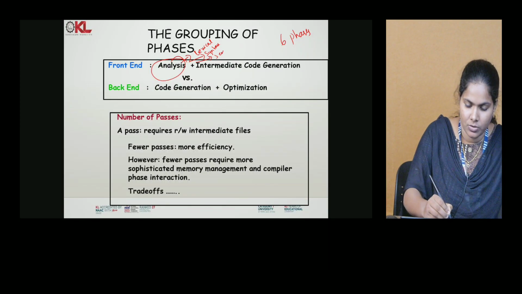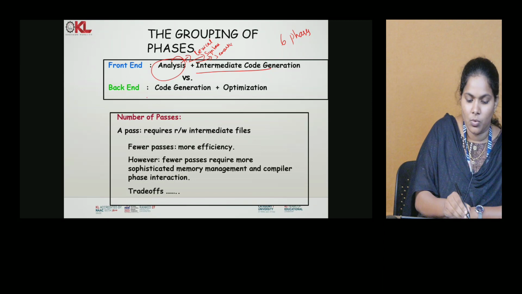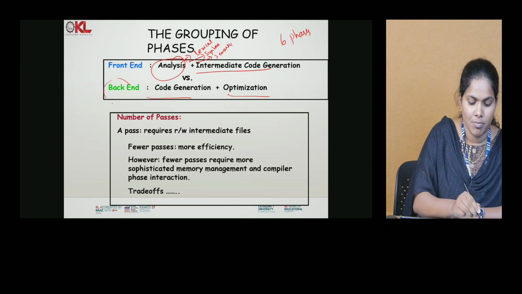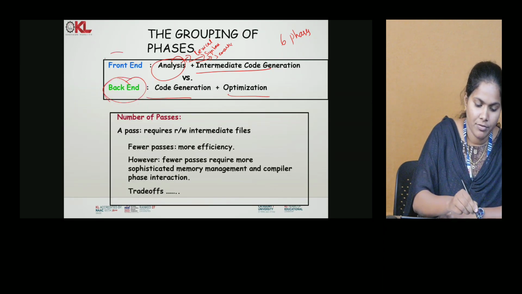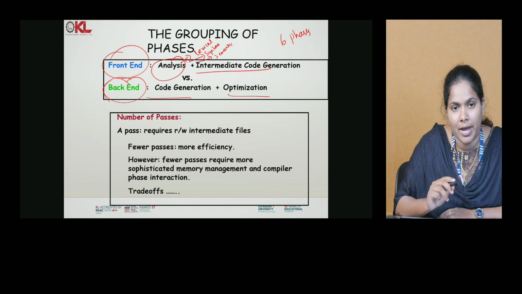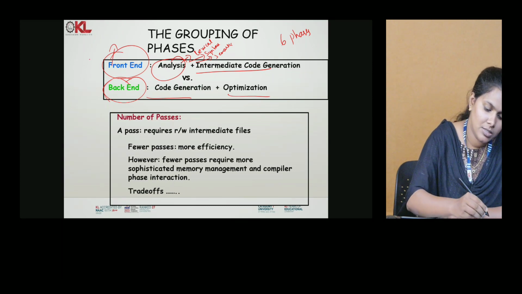Semantic analysis, plus intermediate code generation. Only the code generation and code optimization are the back end; the remaining four are the front end. What is a front end and what is a back end here? The front end is totally dependent on the source program.